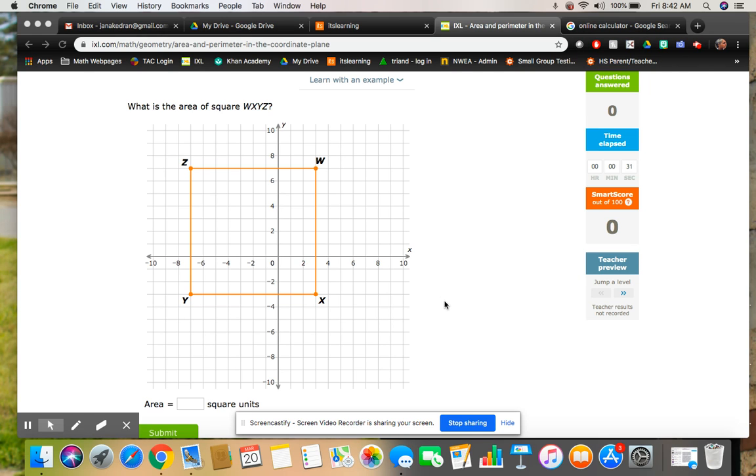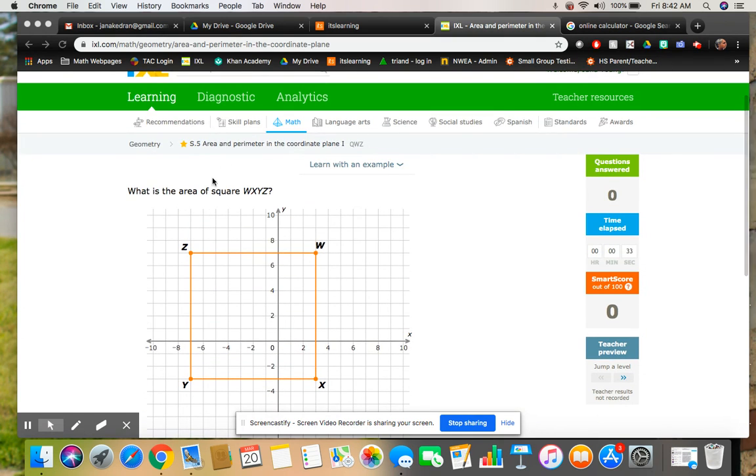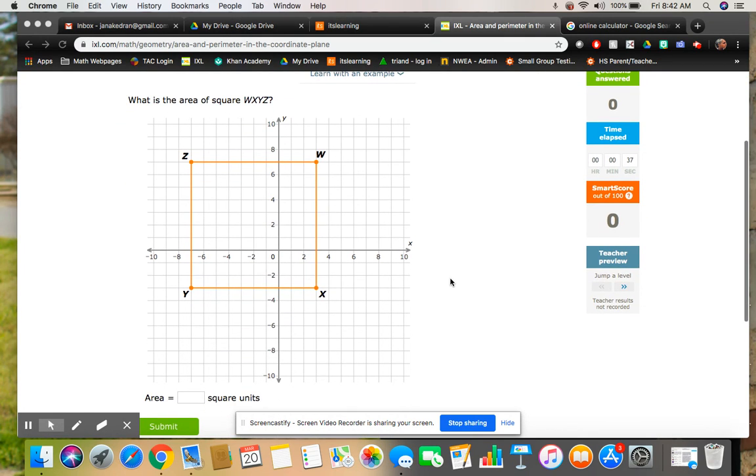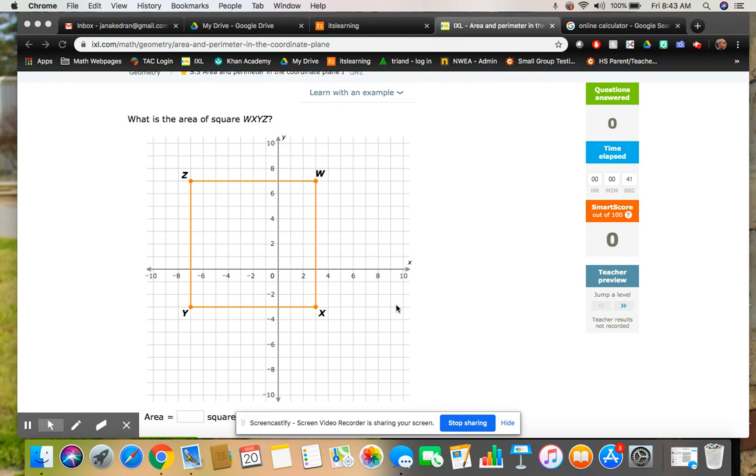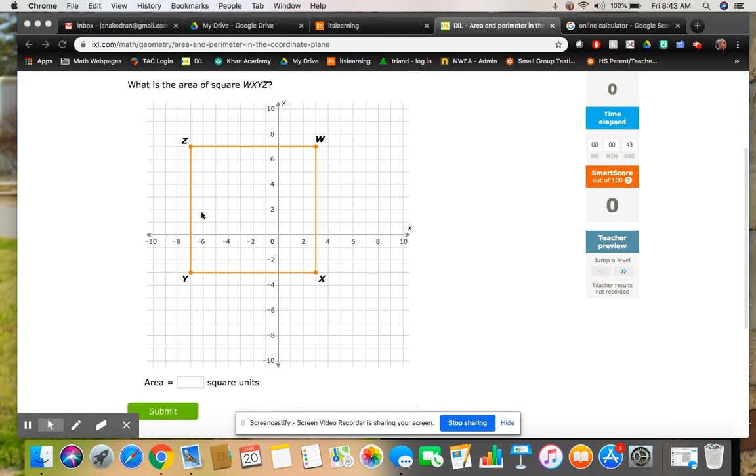Okay, guys, we're going to be looking at IXL S5, which is area and perimeter in the coordinate plane, and I'm going to run through a few of these with you guys. This first question is asking about area of a square. So I've got a couple of options here.